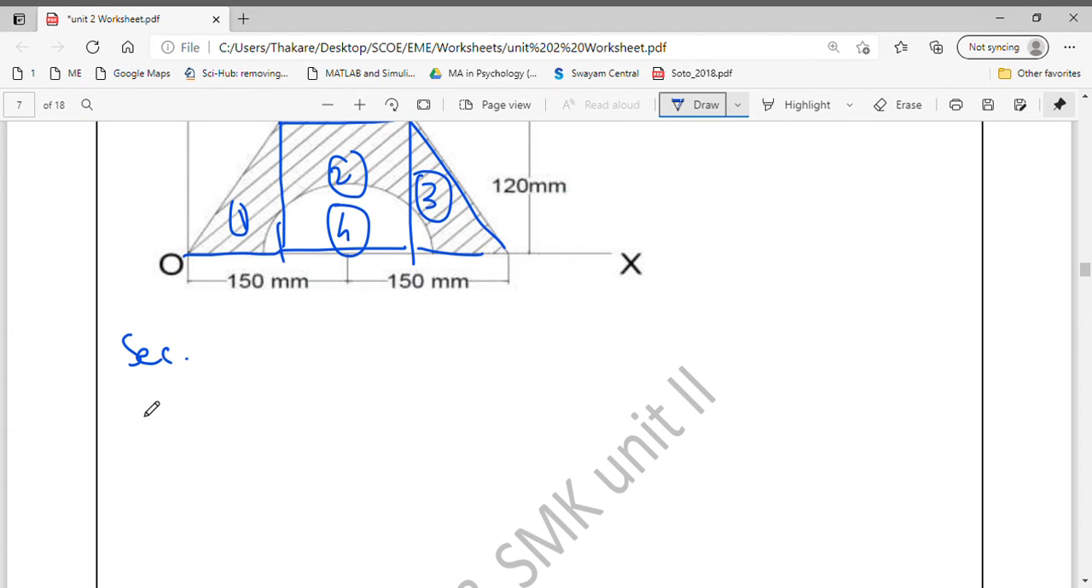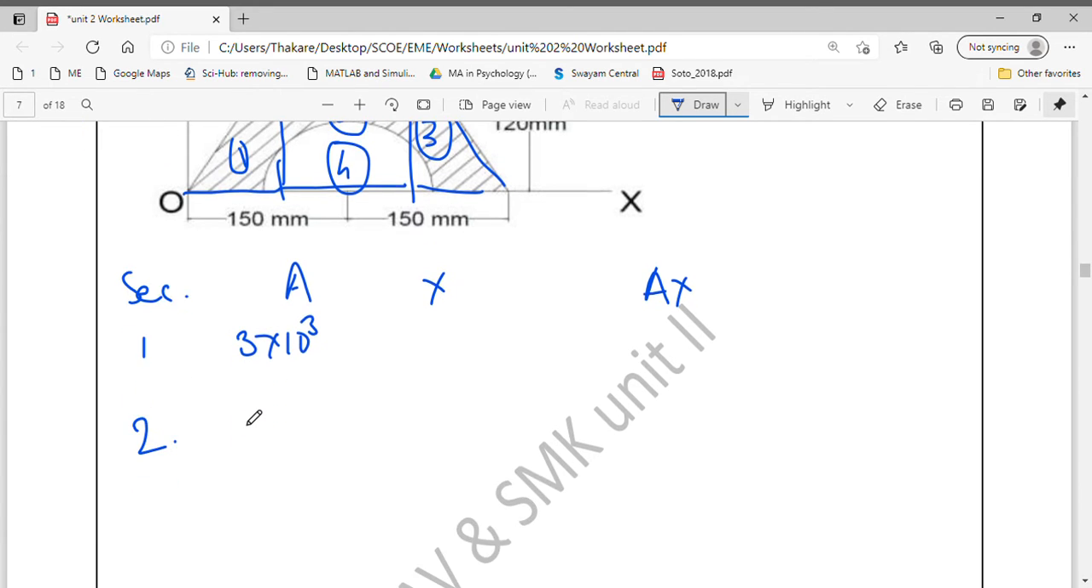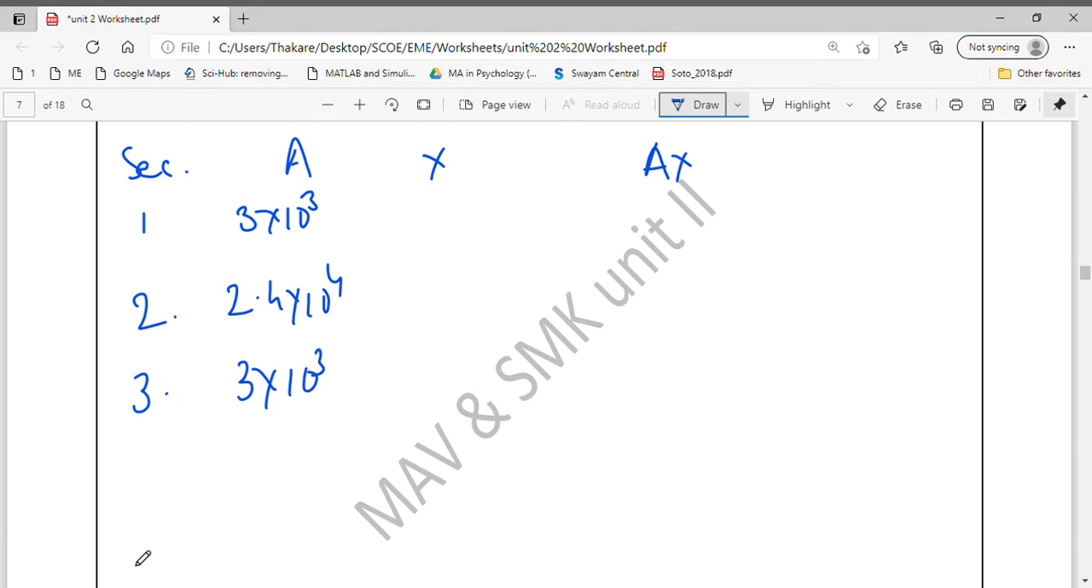Making the table: section, area, x and ax, right? Section 1 is your right angle triangle, उसका area आपका आया था 3 into 10 to the power 3. Section 2 was our rectangle, again उसका area was 2.4 into 10 to the power 4. Again you had rectangle 3 into 10 to the power 3, and at last we had a semicircle whose area was 1.57 into 10 to the power 4.